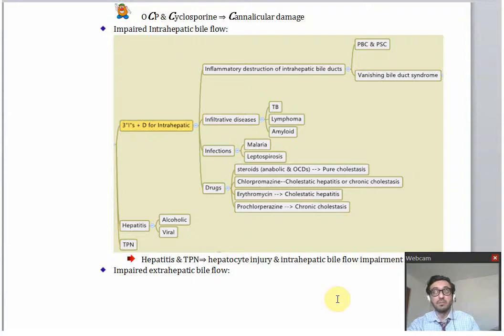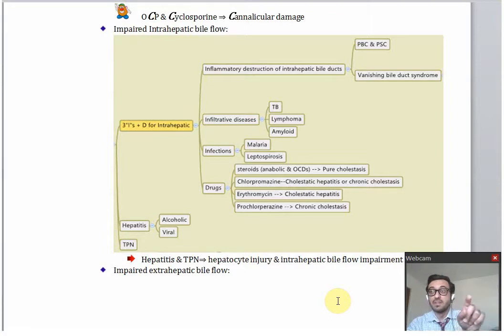What are the infiltrative diseases? Well, any infiltrative disease you can think of, TB, lymphomas, amyloid disorder, can impair or destroy the intrahepatic bile ducts. And then we have infections, malaria and leptospirosis. Careful here, malaria causes destruction or impaired bile flow in intrahepatic bile ducts. Also, it causes hemolysis. So we have malaria and babesia as the causes of hemolysis, therefore causing unconjugated hyperbilirubinemia. And we have malaria and leptospirosis causing impaired intrahepatic bile flow and therefore conjugated hyperbilirubinemia.